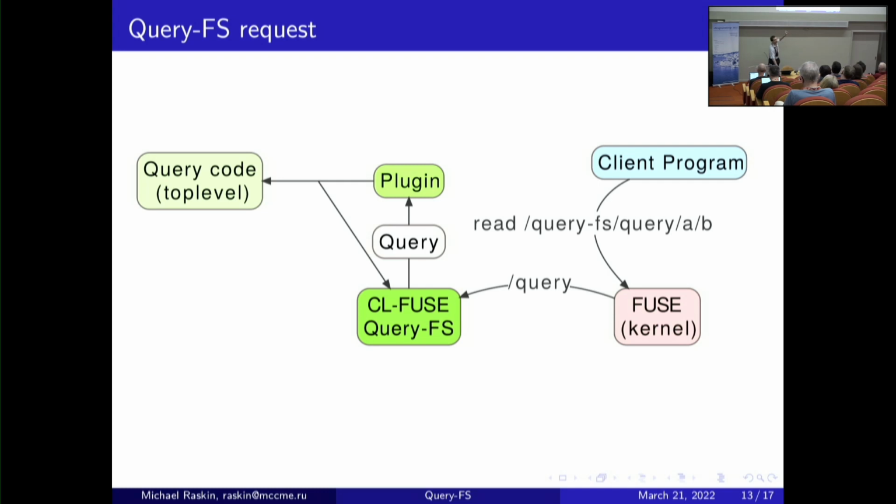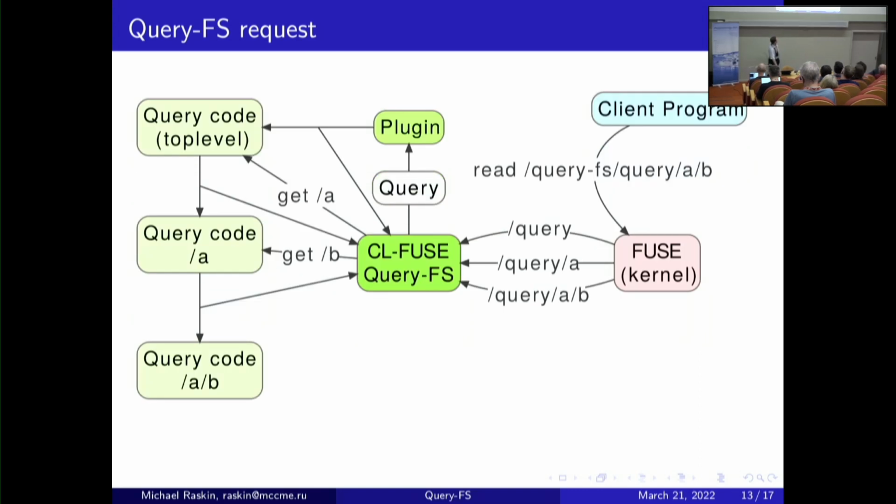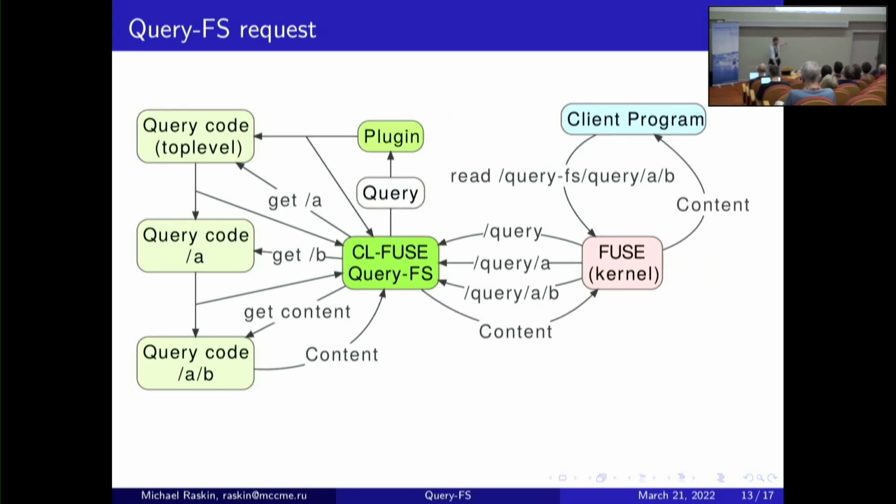So it starts feeding the parts to the QueryFS, first /query, so it knows that it needs this query code. Then it says /a, and it asks the top-level code to produce code for /a. And then this code for /a gets asked to produce code for /a/b. And then code for /a/b gets asked what is the content of the file. And then the content gets relayed all the way back to the client program.